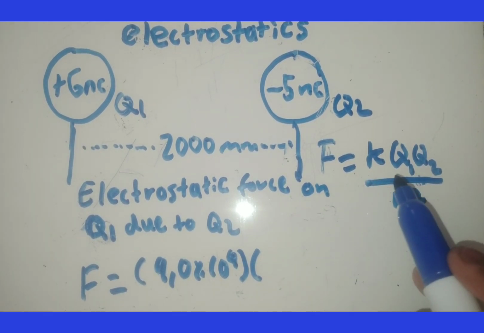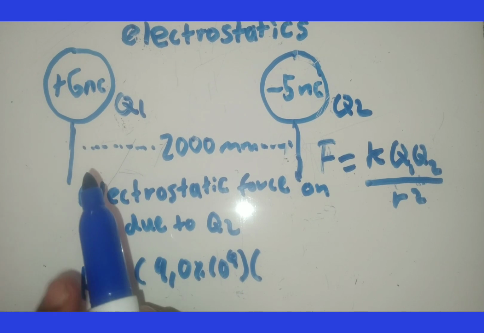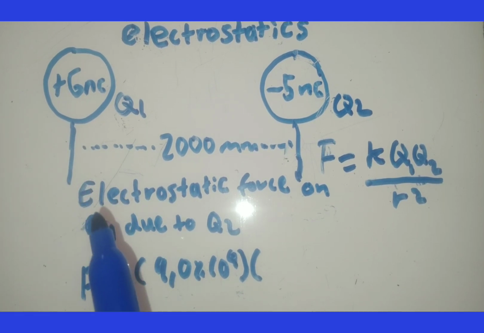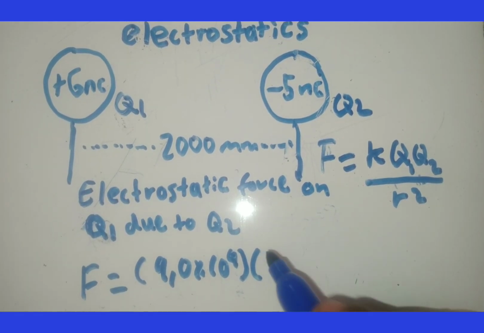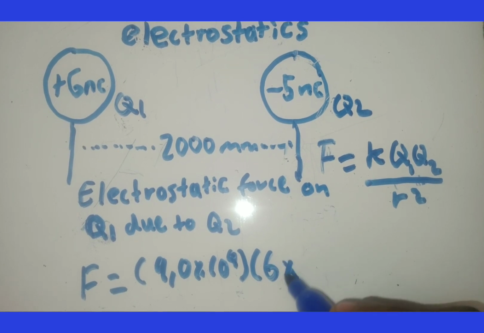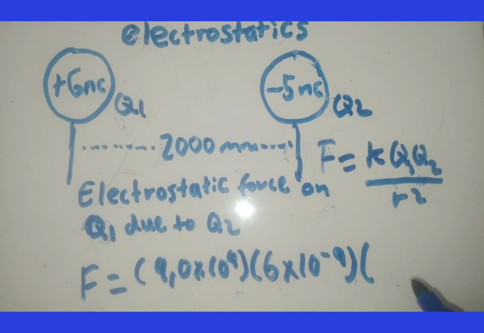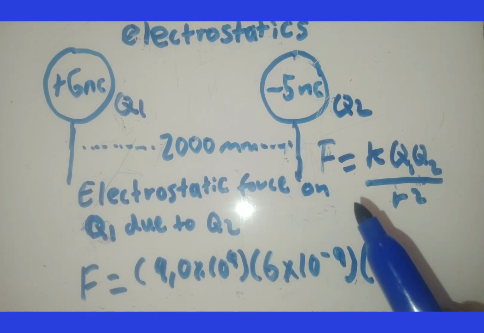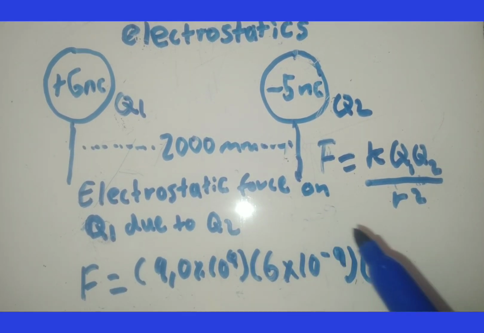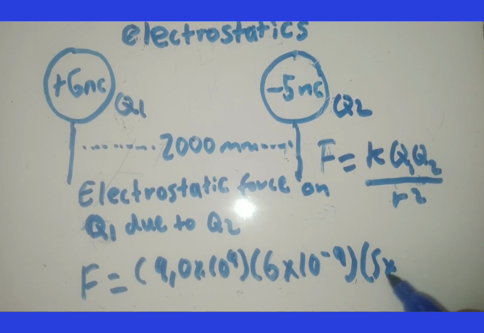And then now Q1, what is the charge? It's 6 nanocoulombs, but we're not supposed to leave it in nanocoulombs. We're supposed to convert it to coulombs. So how do we convert it from nano? From nano is times 10 to the power of negative 9. If it was micro, we would say times 10 to the power of negative 6. And then we don't consider the signs, whether it's positive or negative, when we substitute into this formula. So then this 5 times 10 to the power of negative 9 as well, because it's in nanocoulombs and we have to convert it to coulombs.